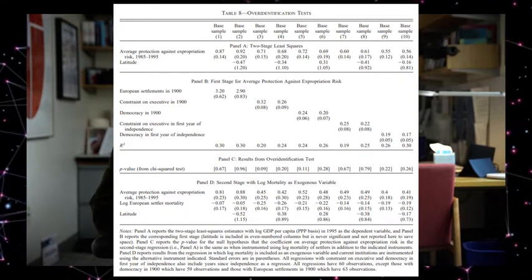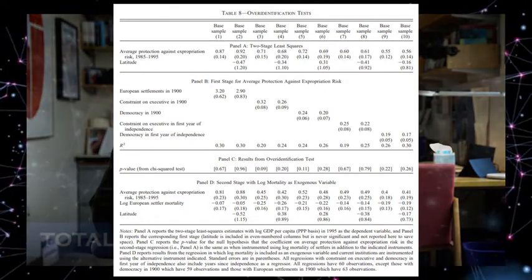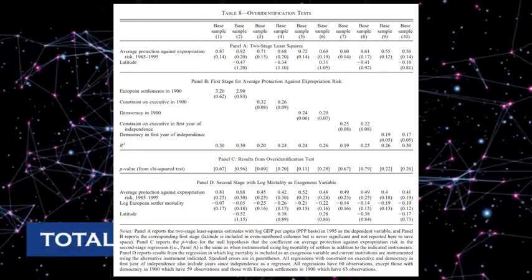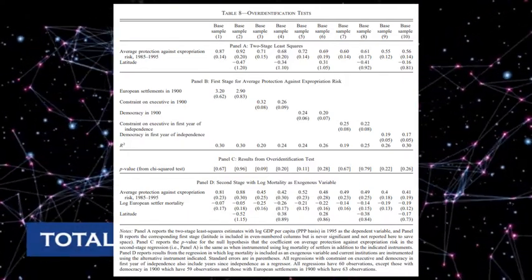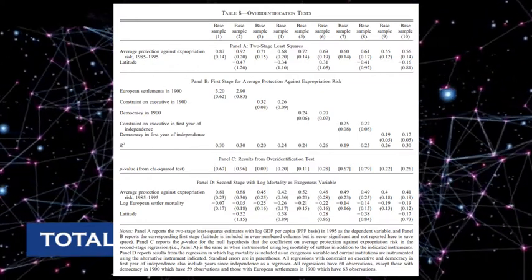as compared to our baseline estimate of 0.94. The other columns add latitude, and use other instruments such as constraint on the executive in 1900 and in the first year of independence, and democracy in 1900. Panel D reports an easy-to-interpret version of the over-identification test.